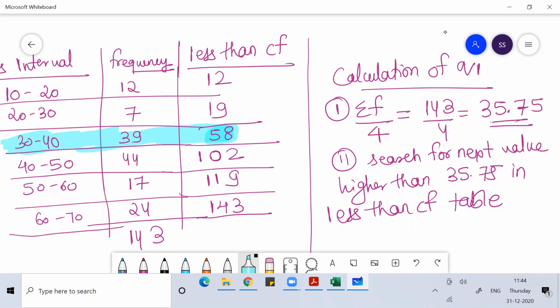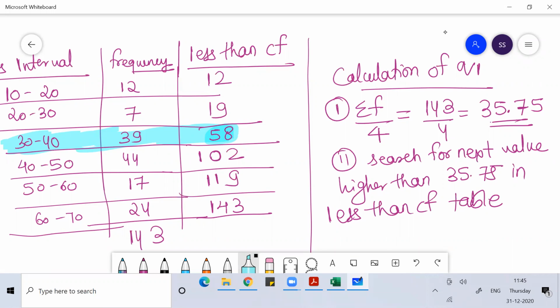So if you are searching for that value, what is the way? For quartile 1, if you want to determine the Q1 where 25% of the data lies, the first thing you have to determine is what to search. In order to determine what to search, you determine sum of f by 4. I got 35.75.